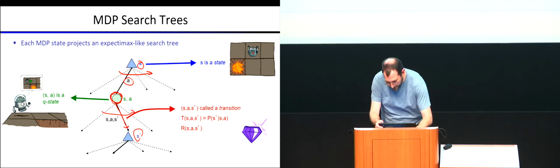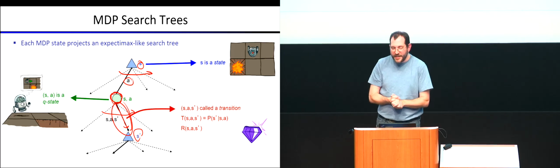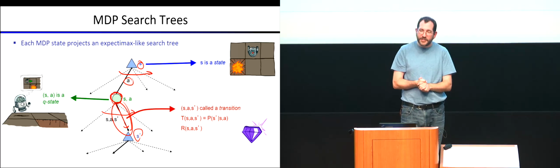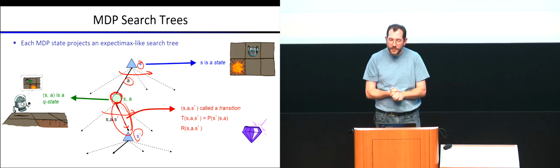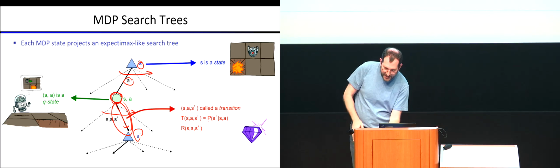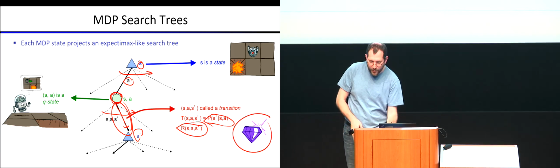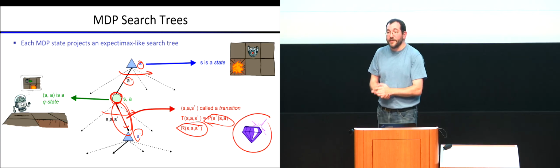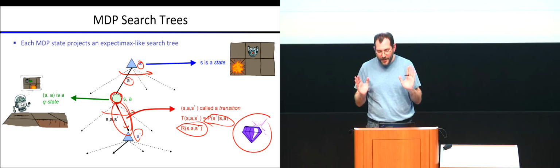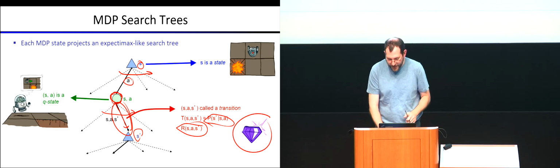And on this arc right here, when your Q state s, a resolves to a particular result s prime, that's a transition. It's labeled with a probability from your MDP as well as a reward. And here that reward is shown as a gem, but the reward can be negative. For example, both the fire pit and the living reward were both negative.